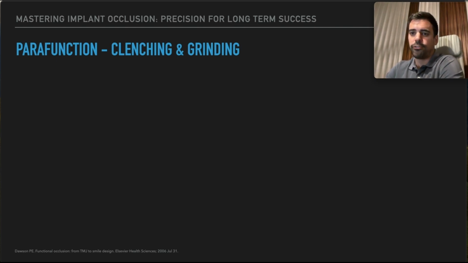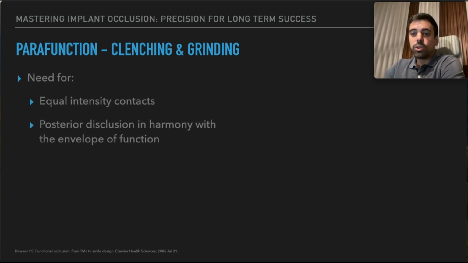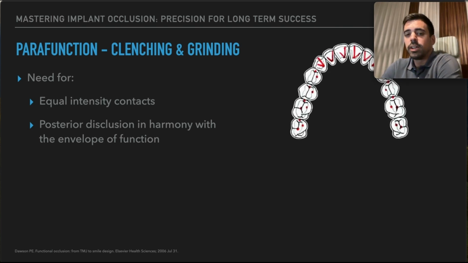So we talk about parafunction. First thing of the challenges that we might encounter: clenching and grinding. We do really need to have equal intensity contacts in the whole mouth. These are some of those principles: posterior occlusion in harmony with the envelope of function. You probably have seen this diagram. That's something that we're aiming for. Obviously, if we're only placing one implant crown, then we may need to think about, should we first deal with the occlusion and then place that implant crown? Or can I just place that implant crown there and hope for the best?